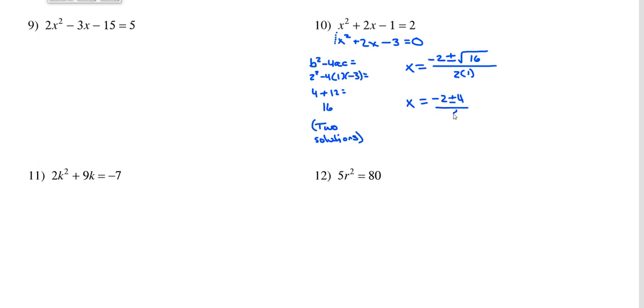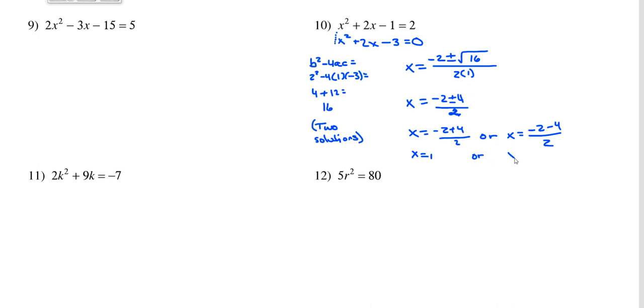X equals negative 2 minus 4 divided by 2. So one solution, negative 2 plus 4 is 2. 2 divided by 2 is 1. On the other one here, we get x equals negative 2 minus 4 is negative 6 divided by 2 is negative 3. So my 2 solutions, negative 3 or 1. Going on to number 12.